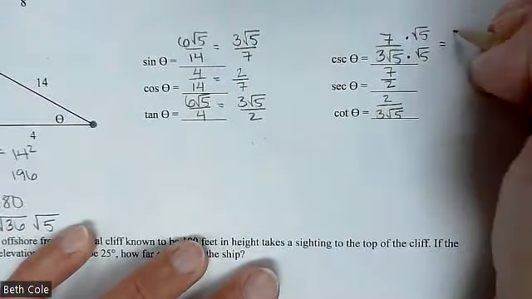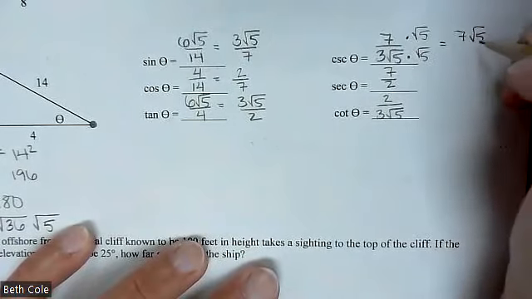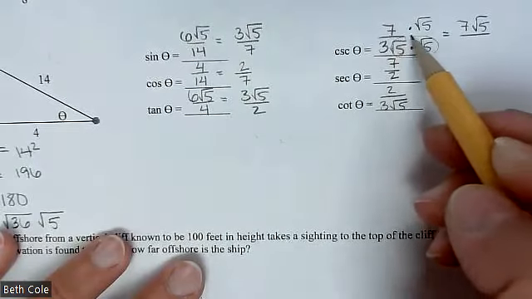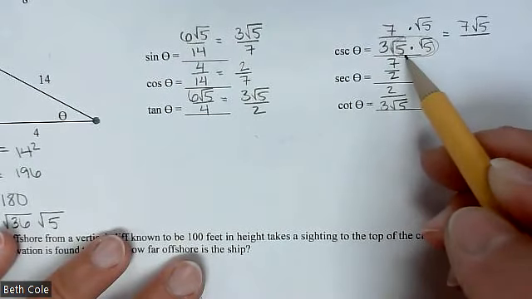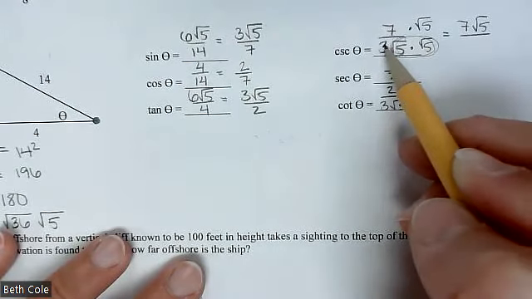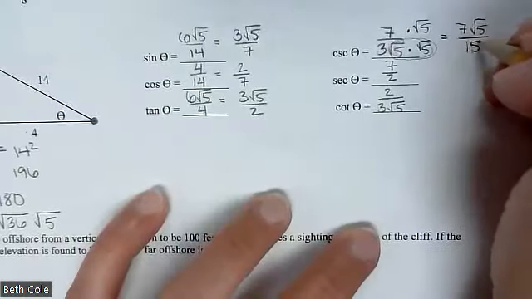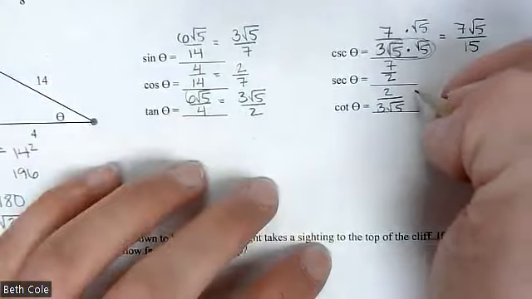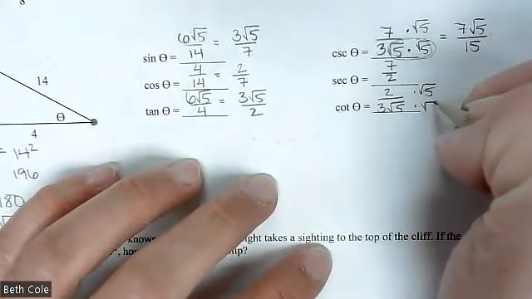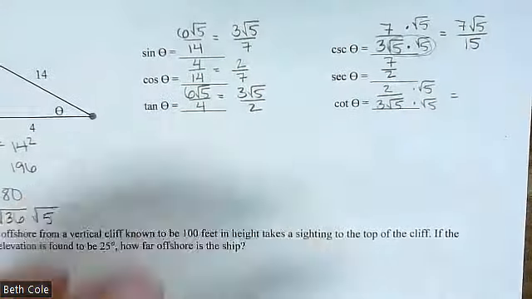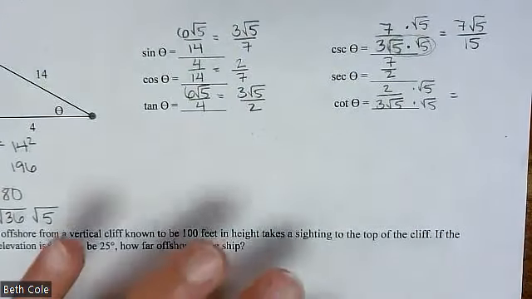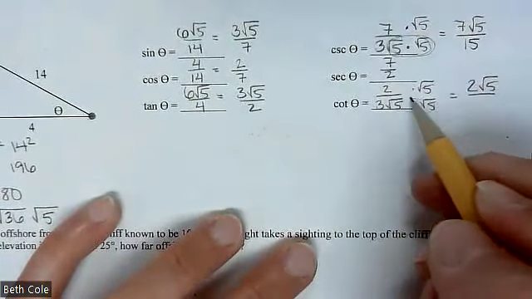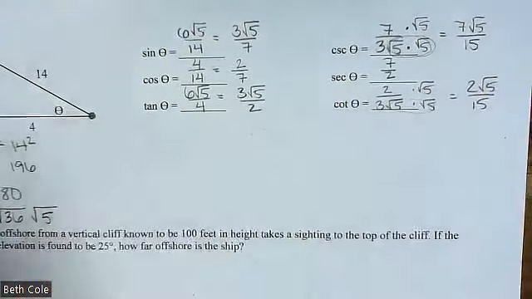So that would give you 7 square root of 5 over, now look, this part would be 5, but then times 3 is 15. So that's your final answer. And then you're going to do the same thing with this one, multiply by square root of 5. What is that going to give you for the final result? Good. This part would be 5, and then times 3 is 15.